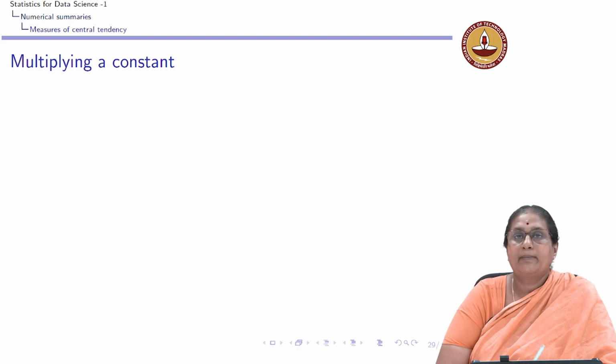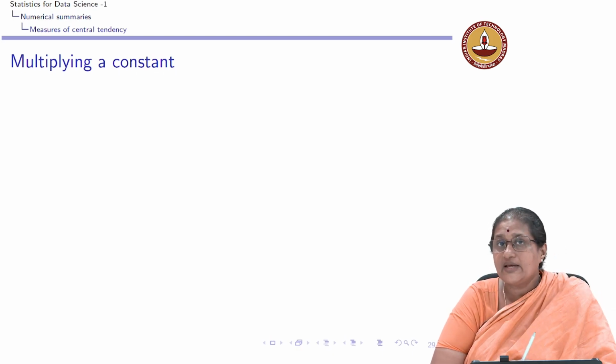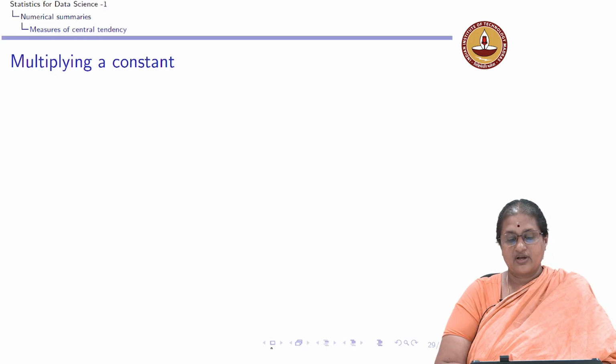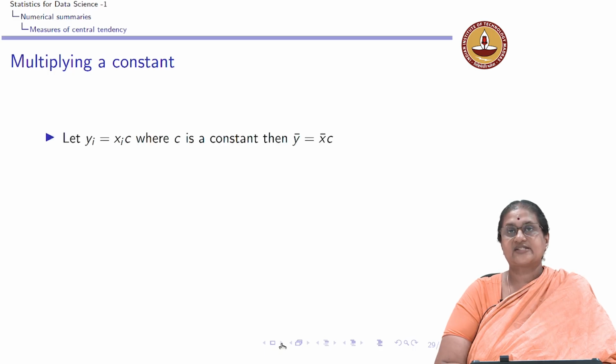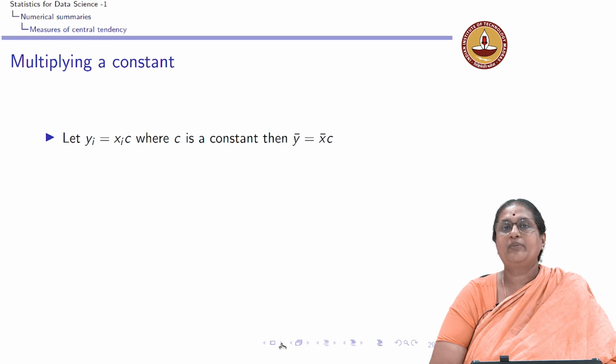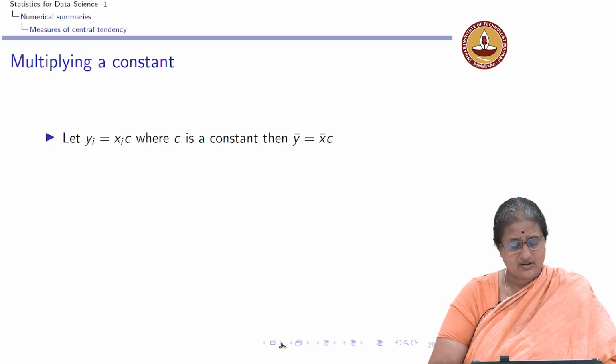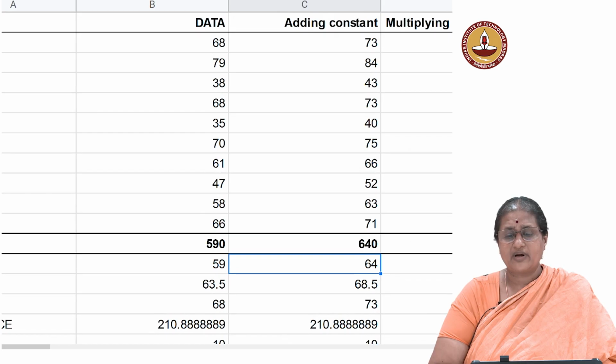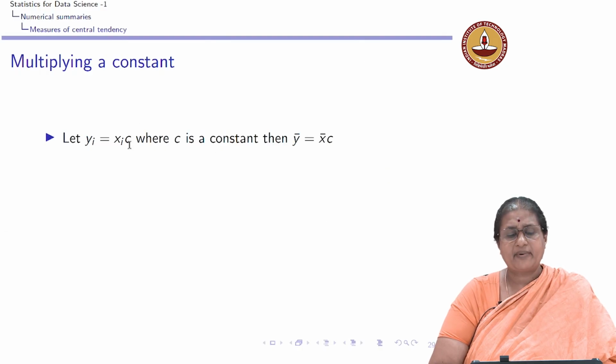The next thing is what happens to the mean when I multiply each observation of the data set with a constant. Again, let's look at this. So my x1, x2, up to xn is my original data set. I am multiplying it with a constant. So why are we even interested in something of this kind? For example, I conduct an examination for 100 marks, but I want to take only 30% of the grade. So this C could be a percentage.